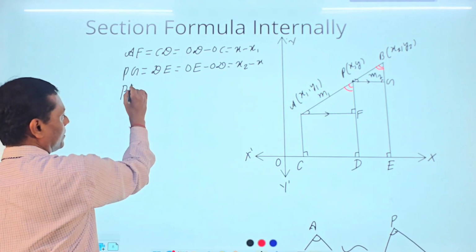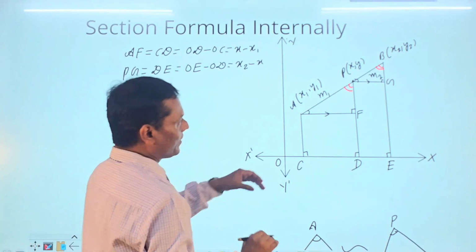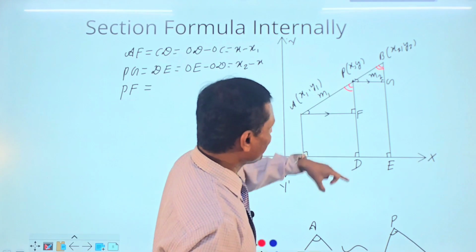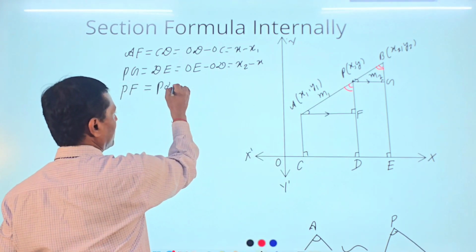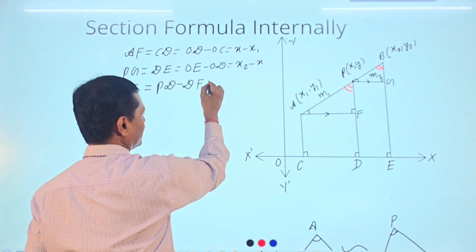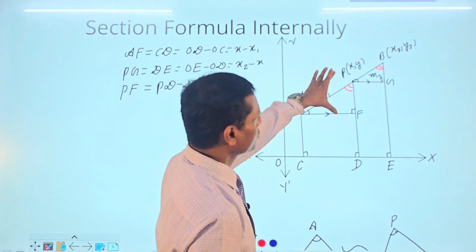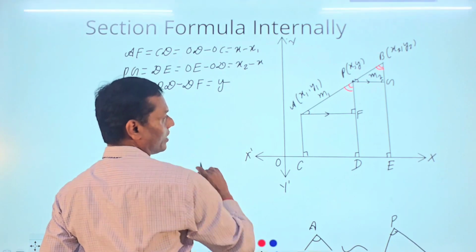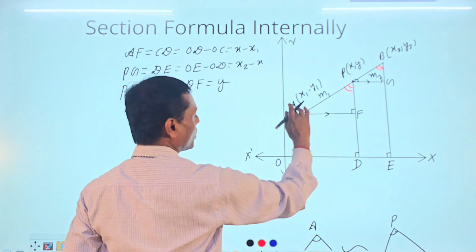Likewise, we are going to find out PF, or FP also we can write, doesn't matter. PF equals what? PF equals PD minus DF, isn't it? And PD equals what? That's the y-coordinate of the point P, Y, and DF equals Y1.